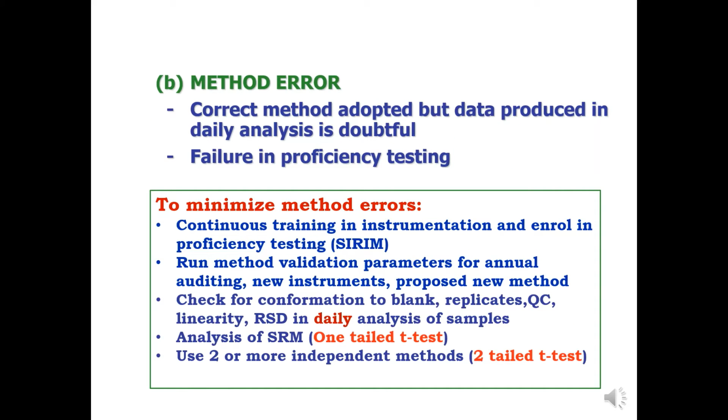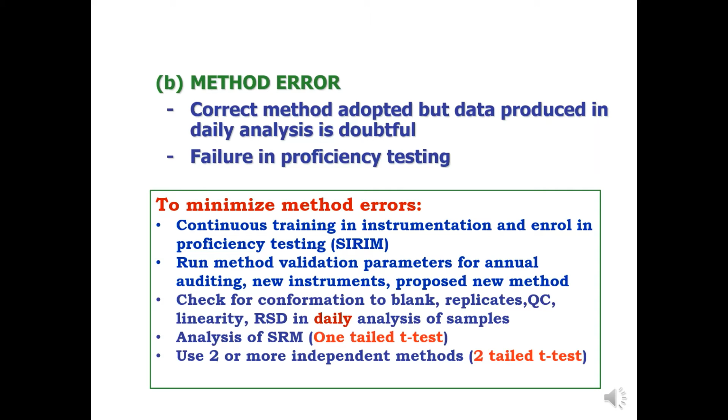Okay, the second one is the method error. When we have already adopted a certain method, in real cases some students or researchers prefer one instrument over another instrument, or prefer some technician, saying, I want him to analyze the sample, not the other one.